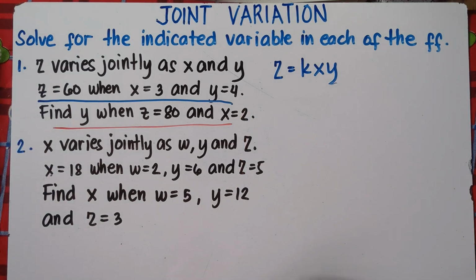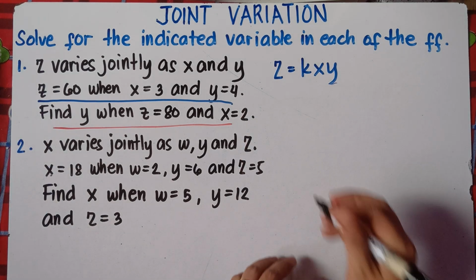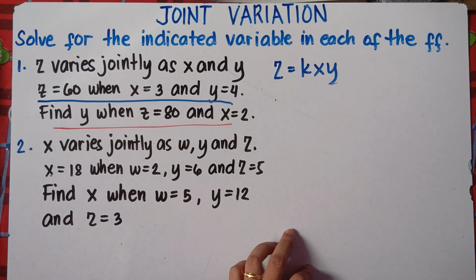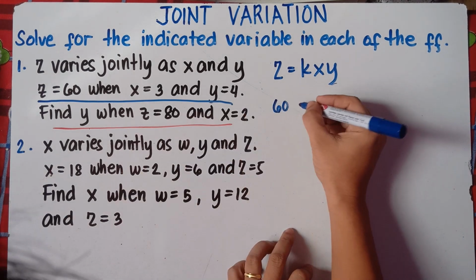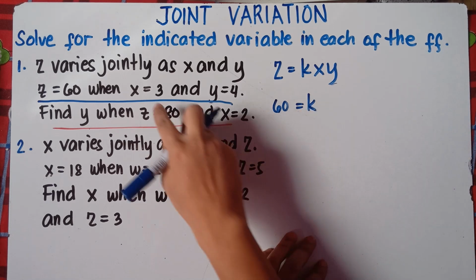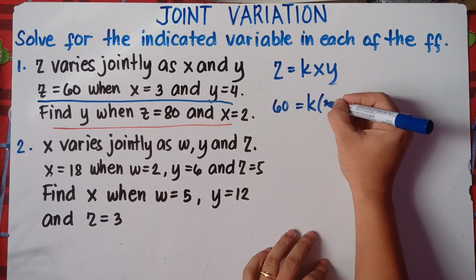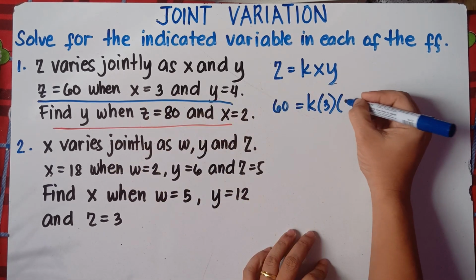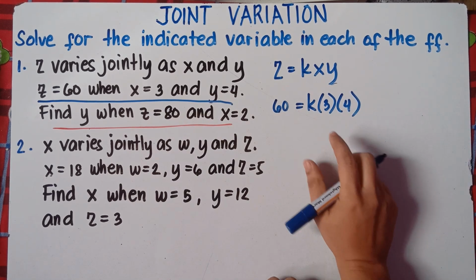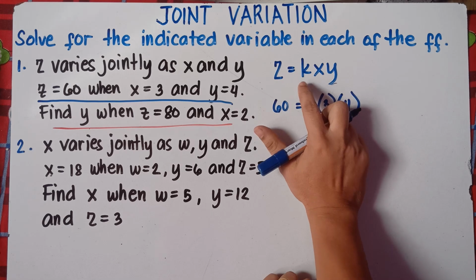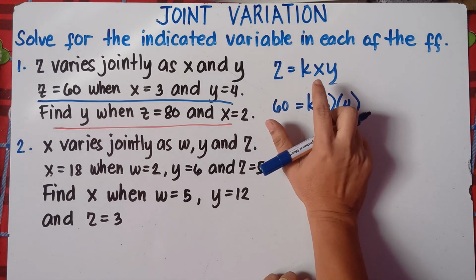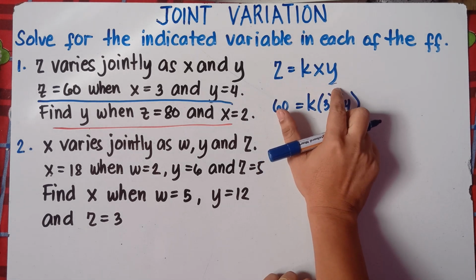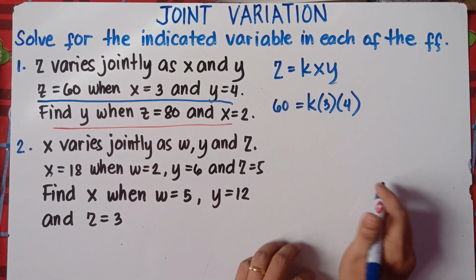So our z is 60. So that would be 60. Let me just write it in blue. 60 equals k, then your x is 3, and your y is 4. Once again, class, if you have k, x, y, it means k times x times y. That's the same, class. K times x times y is the same as kxy.